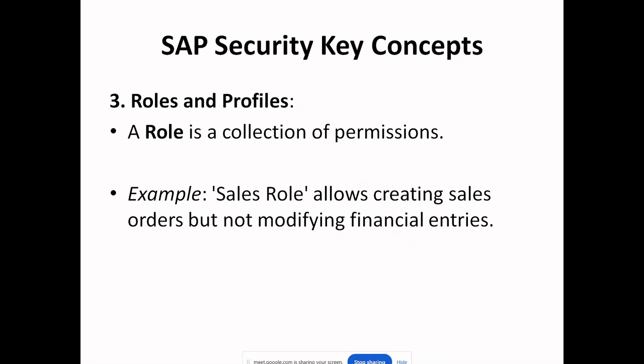Now, the third concept of SAP security. One is authentication, the second is authorization, and the third is roles and profiles. So what is a role? A role is a collection of permissions. I told you an example: a sales role allows creating a sales order but not modifying financial entries. The role describes what kind of privileges or permissions you have to give to the user. This is a very important thing in SAP security, because we deal with two components: user administration and role administration.